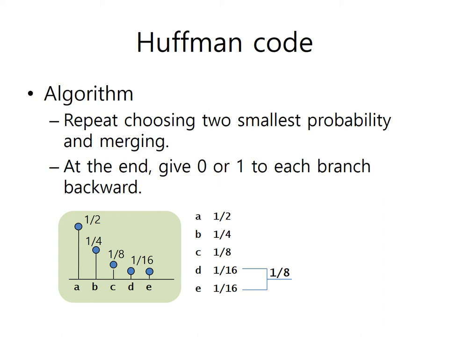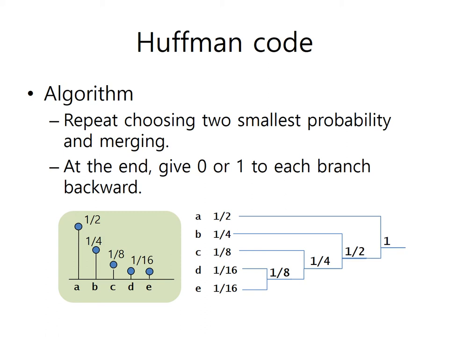Continue this process until the last one is left. In this case, the next smallest probabilities are the two 1/8s, so they are merged to make 1/4, and then 1/4 and 1/4 merge to make 1/2, and 1/2 and 1/2 merge to make 1.